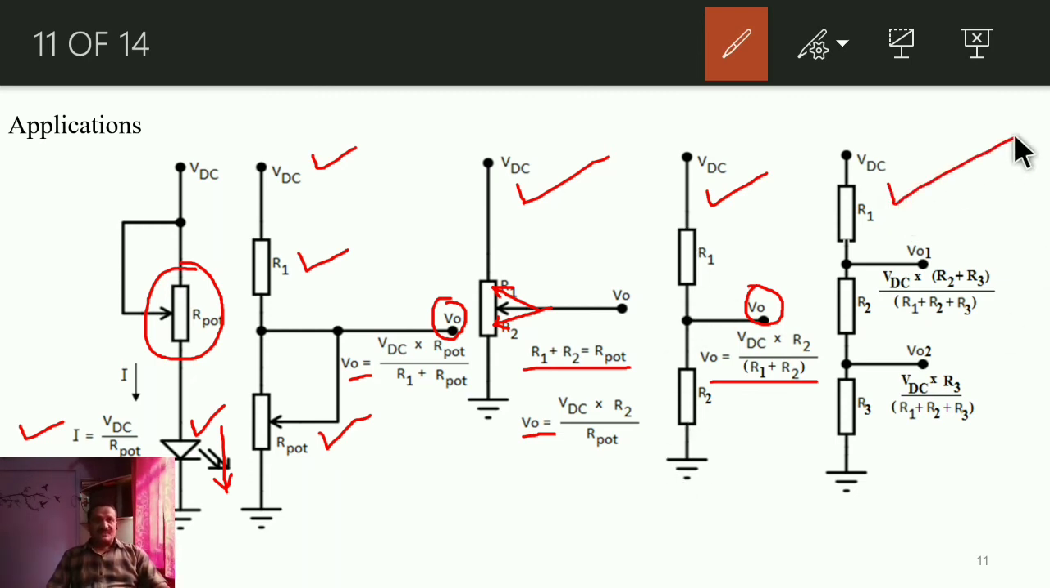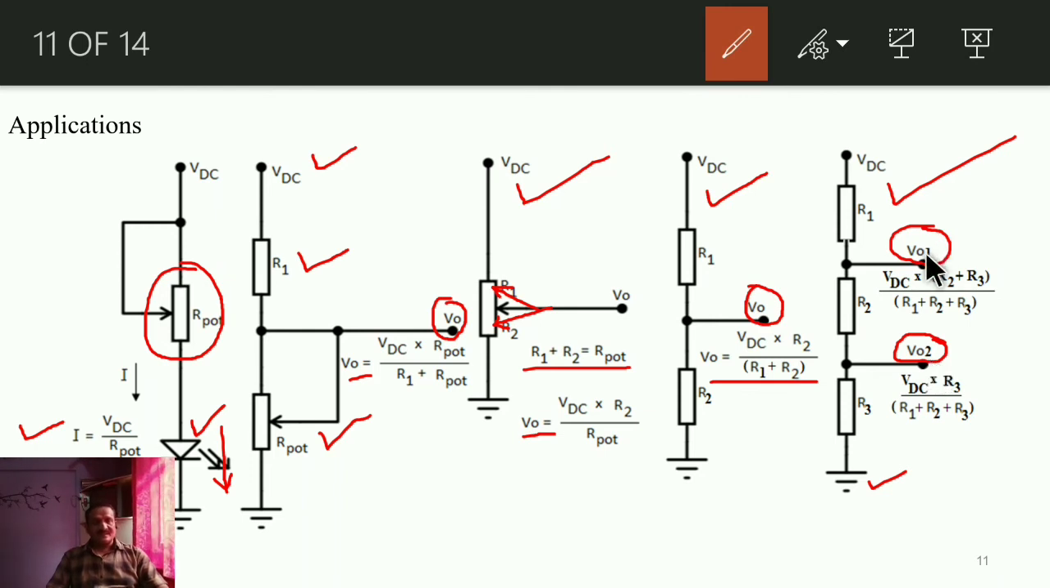Now in the last one I showed multiple resistors, three resistors connected in series: R1, R2 and R3. I took the first output voltage between the node formed by R1 and R2 with respect to ground, and the second output voltage, the node formed between R2 and R3, with respect to ground. So according to the voltage divider, VO1 and VO2 will not be the same.